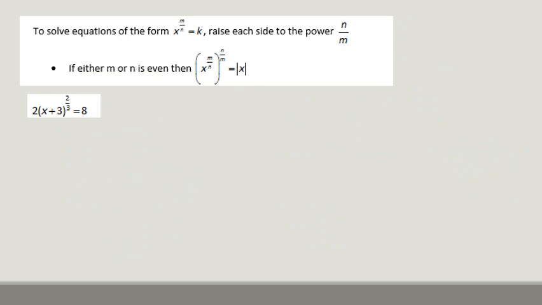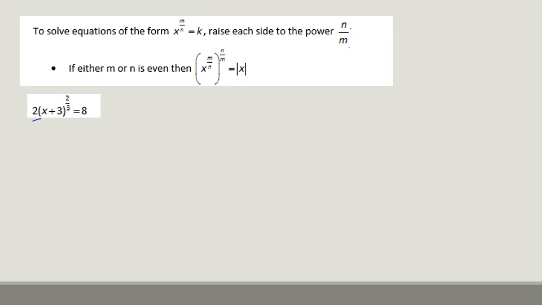Now when I've got rational exponents, it's easiest to take each side to the reciprocal of the power. However, when you do that, if either my m or my n is even, then what's inside the parentheses, we've got to apply the absolute value to it. So it would be the absolute value.